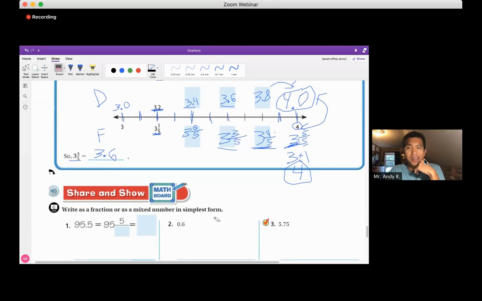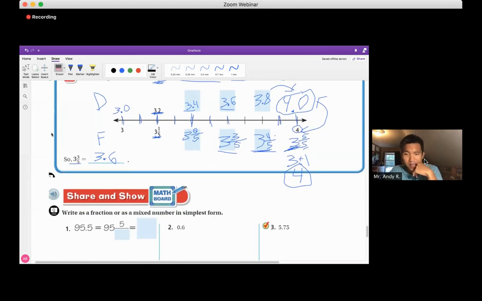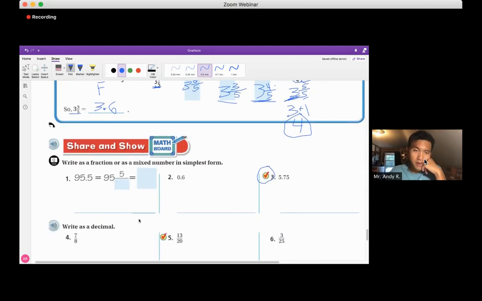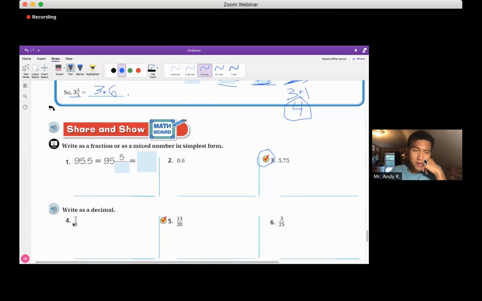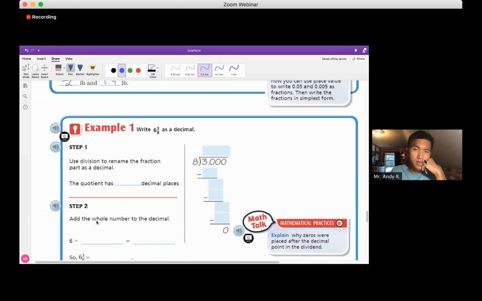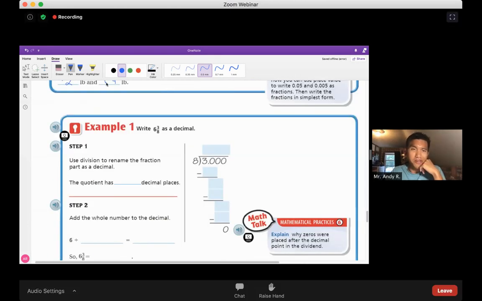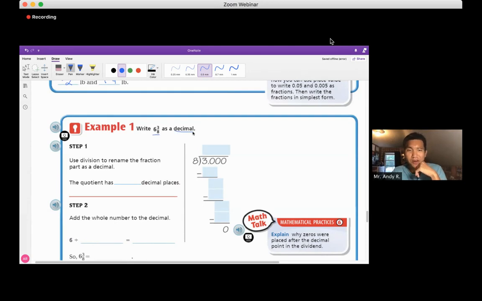Okay, I'm sure some of you are already done, waiting for the next problem. Okay, teams, now on the share and show, it's time to do these independent problems. So number 3. Actually, let me talk about something first. In fact, I shouldn't have skipped this.